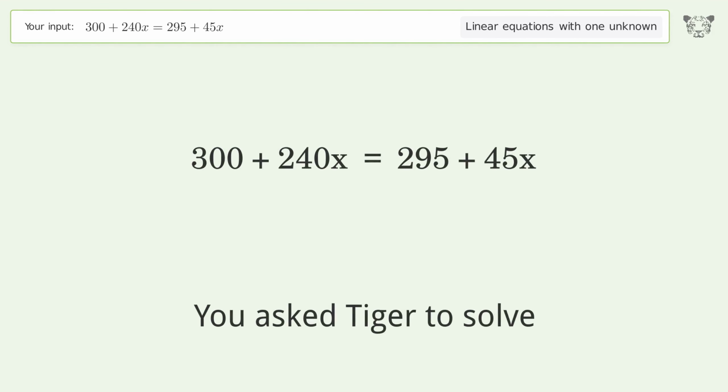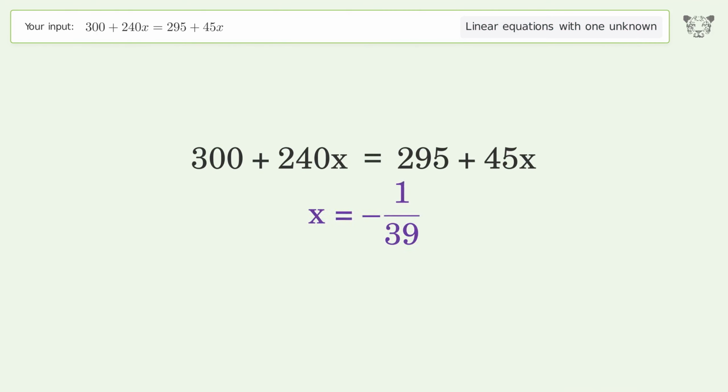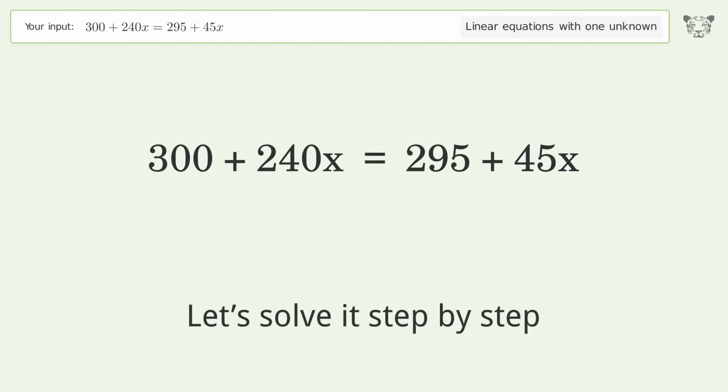You ask Tiger to solve. This deals with linear equations with one unknown. The final result is x equals -1/39. Let's solve it step by step.